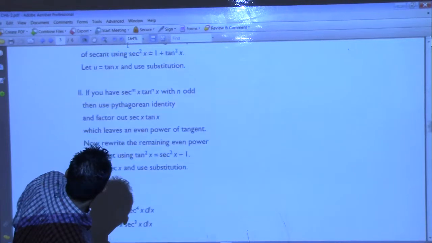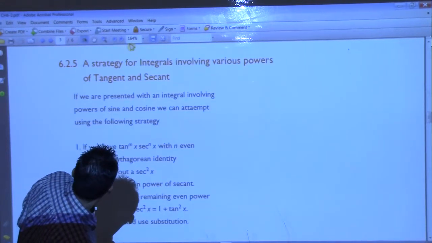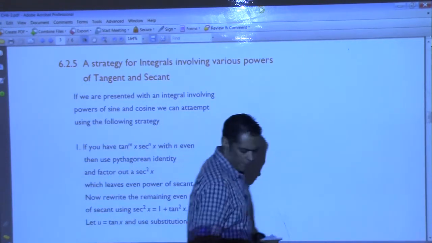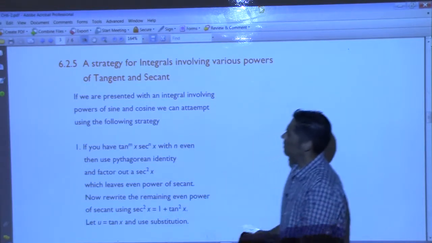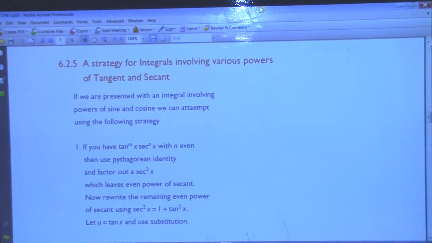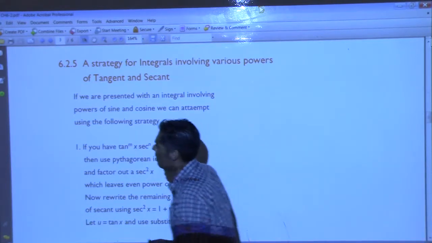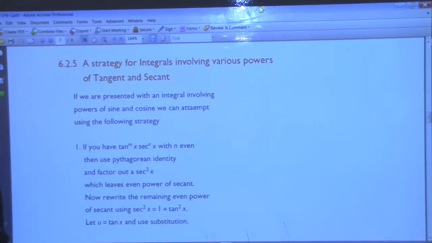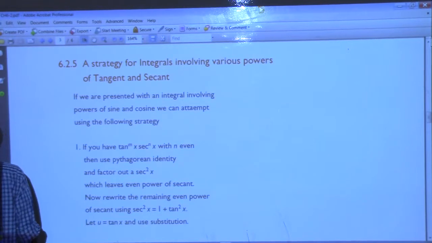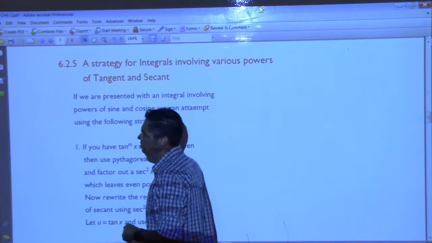So what we still need to deal with now is some sort of strategy for attacking integrals that have tangents and secants in them. All right? Tangents and secants. So just like last class, we had the Pythagorean identity, right? We used sine squared x plus cosine squared x equals 1. What are the other two Pythagorean identities?